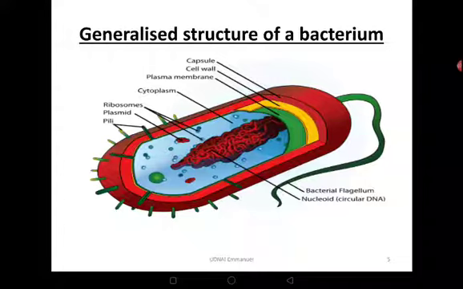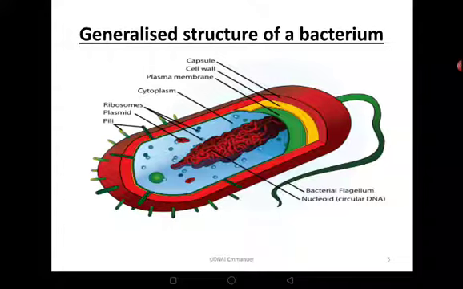Then the cytoplasm, a fluid-filled area where reactions or metabolic processes take place. Then we have the ribosomes, and we know that the major role of ribosomes is protein synthesis. They are sites for protein synthesis. Then we have the plasmid, a strand where the DNA is found.